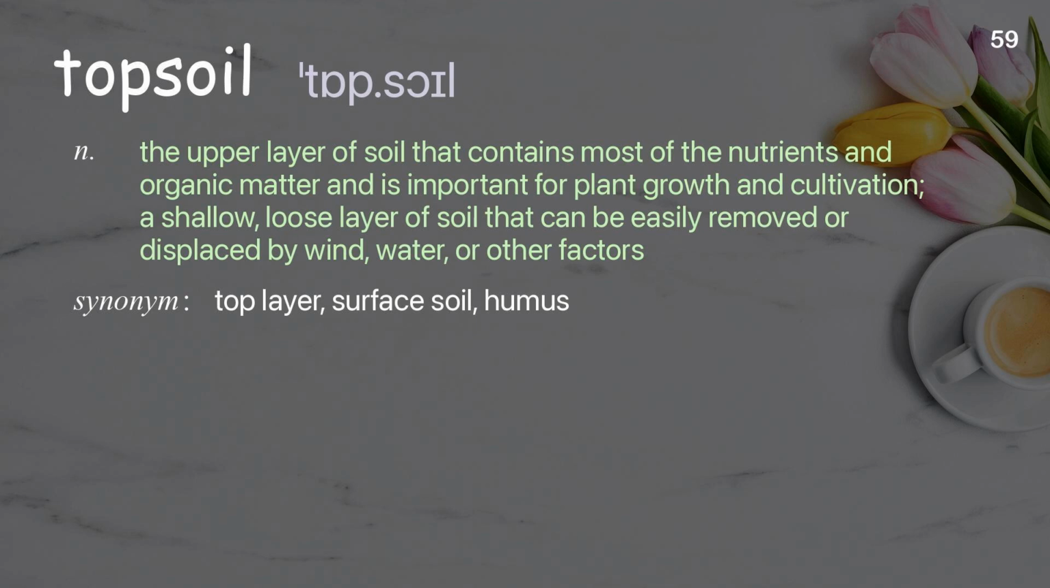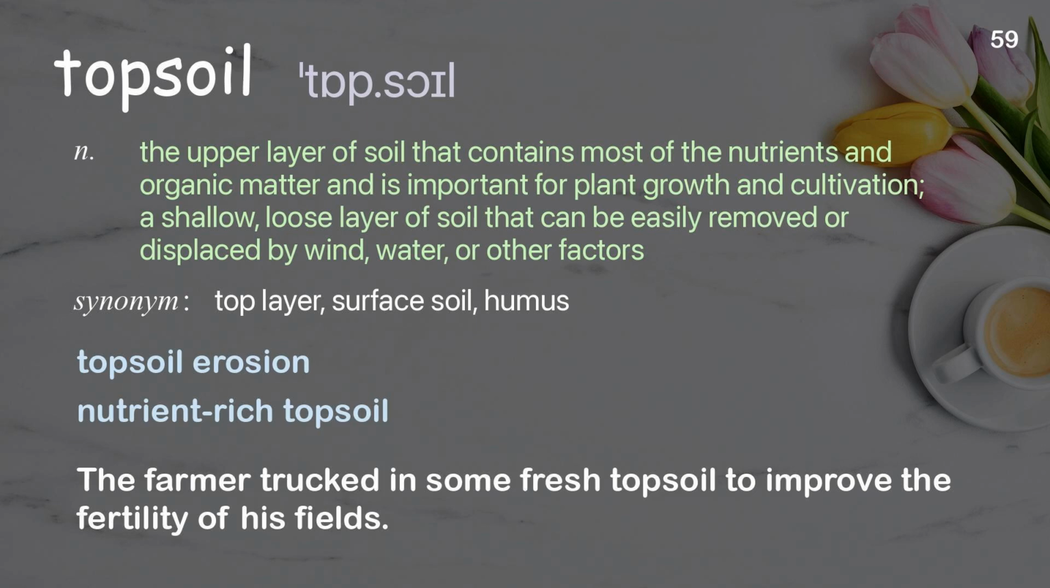Topsoil. The upper layer of soil that contains most of the nutrients and organic matter and is important for plant growth and cultivation. A shallow, loose layer of soil that can be easily removed or displaced by wind, water, or other factors. Examples: Topsoil erosion, nutrient-rich topsoil. The farmer trucked in some fresh topsoil to improve the fertility of his fields.